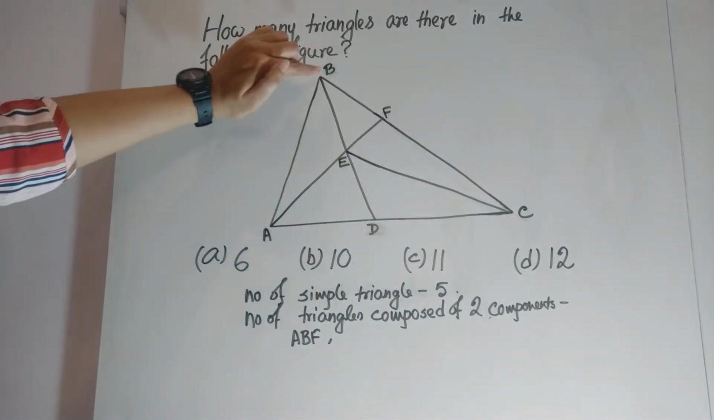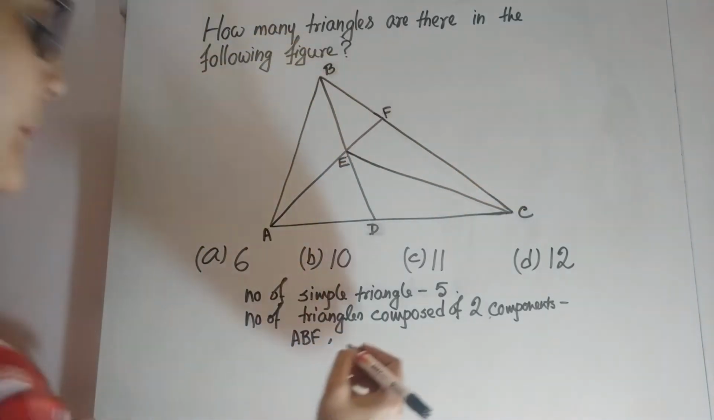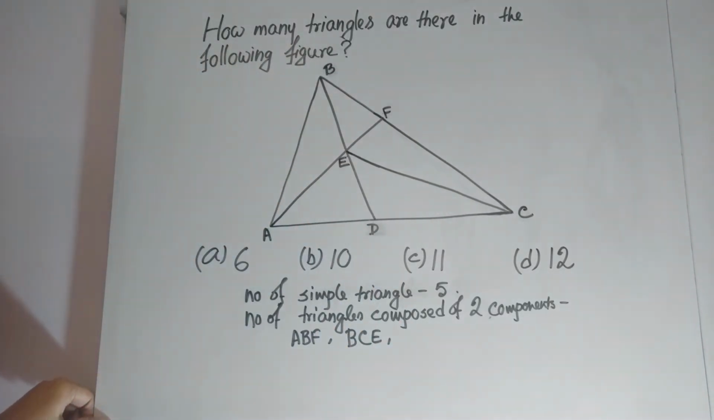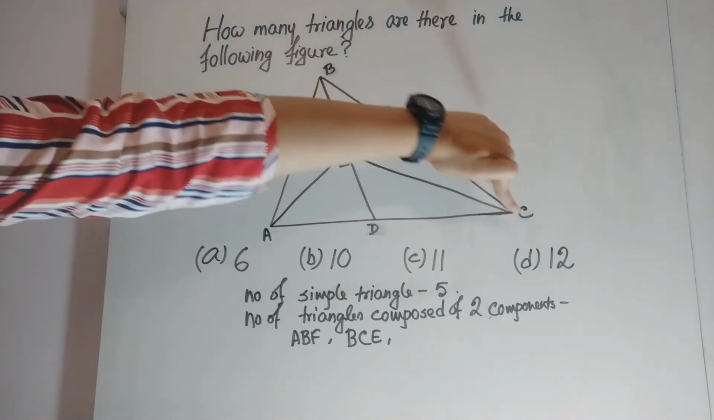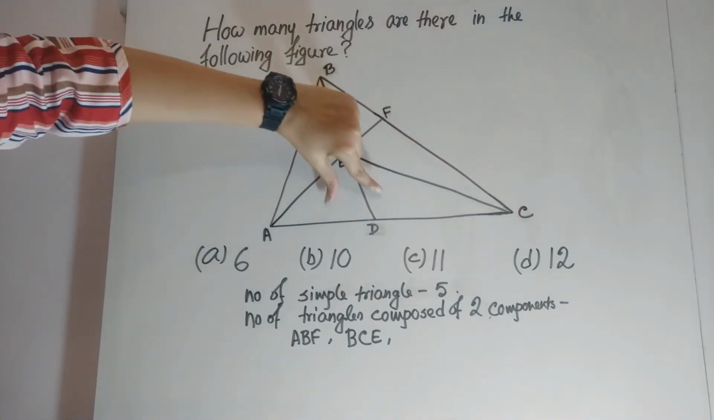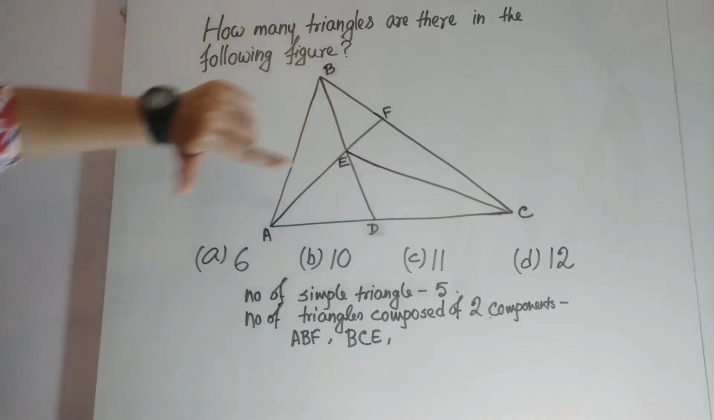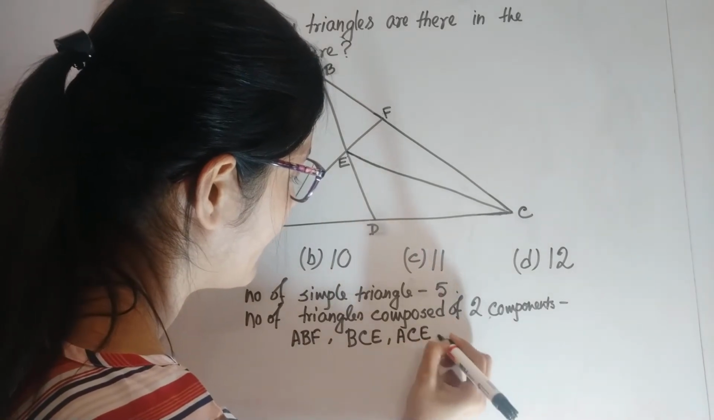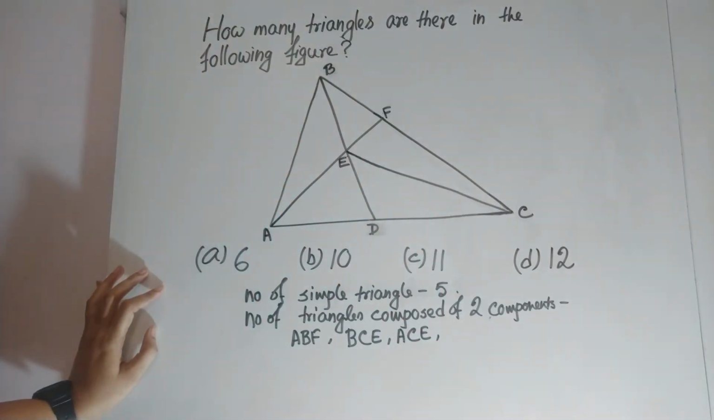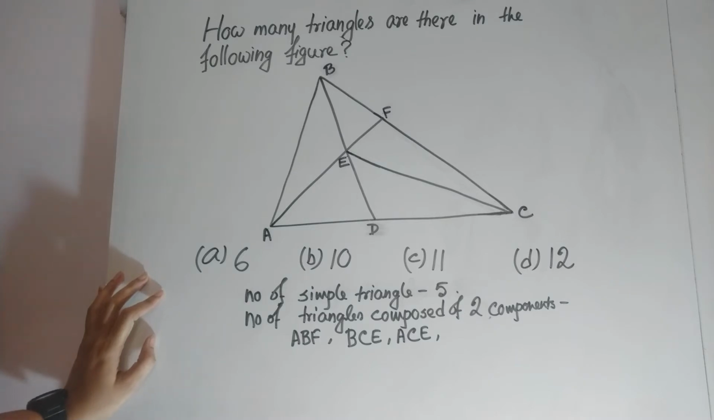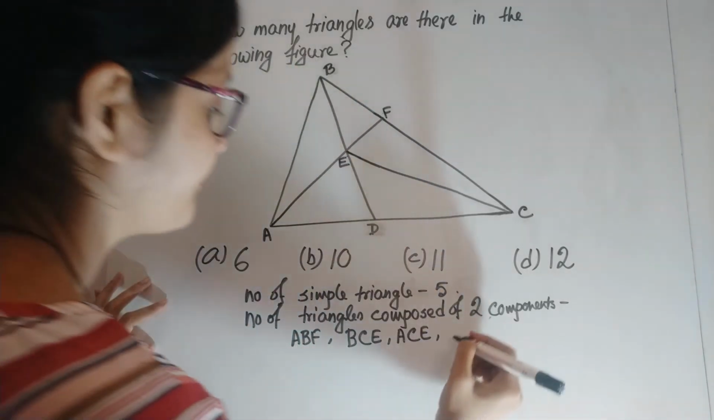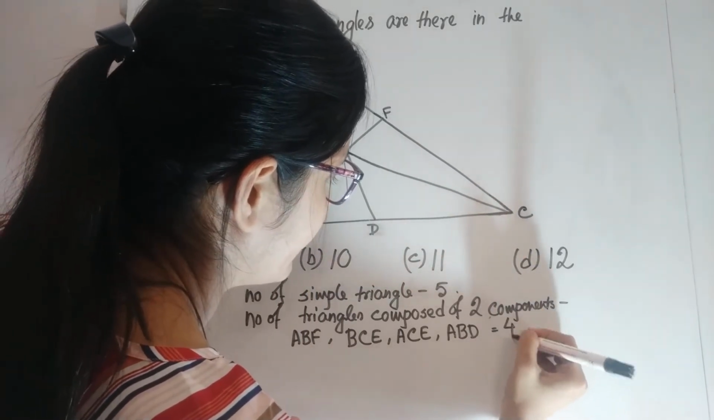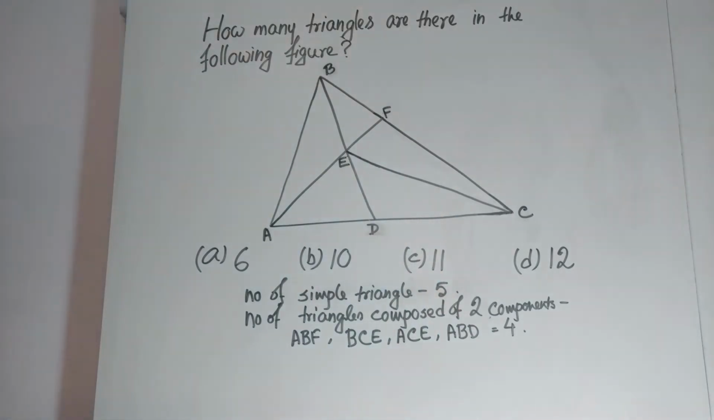Next is B, C, E. 2. Next is ACE. See, all are composed of two triangles, right? Therefore, ACE. Is there anyone? And ABD. ABD is also there. Therefore, here the number is 1, 2, 3, 4.